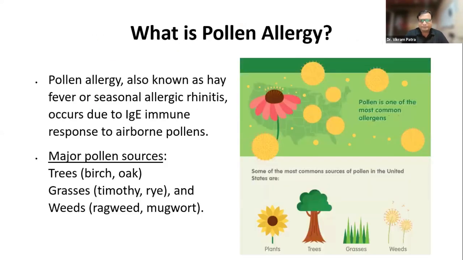So it would be unfair if I start directly with the component resolved diagnosis. Let me go through the basics of pollen allergy first. What is pollen allergy? It used to be called hay fever, and now we know it as seasonal allergic rhinitis, which occurs due to an IgE immune response to airborne pollens. Major pollen sources are basically trees, grasses, and weeds.